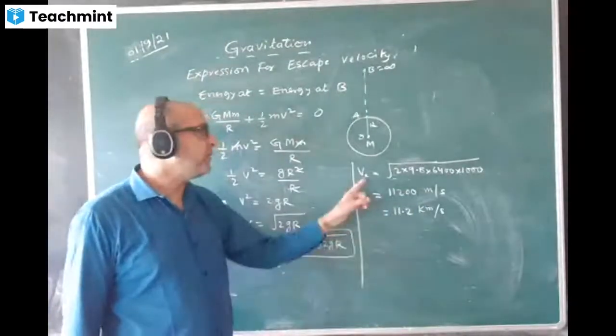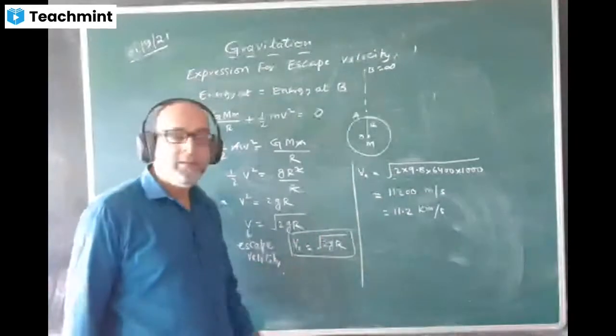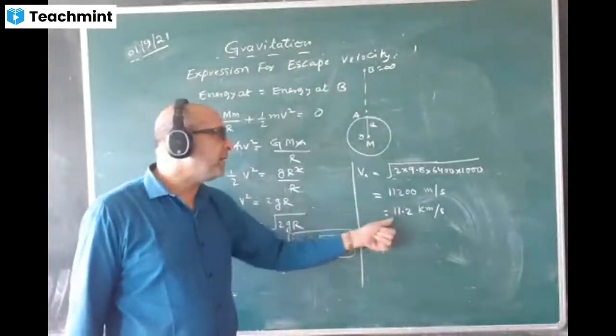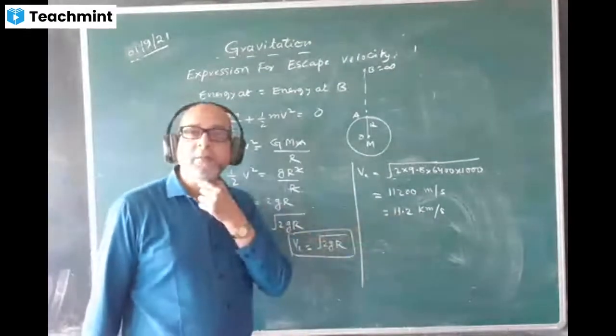So this is the formula for escape velocity, square root of 2GR. And the numerical value we calculated comes to 11.2 kilometers per second.